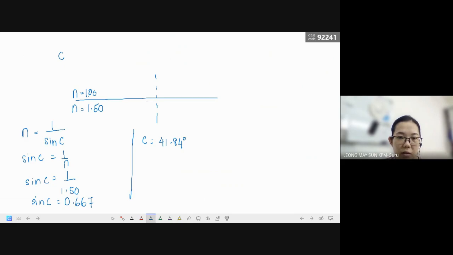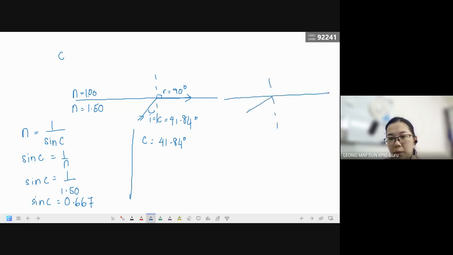So let's say the incident angle i is the critical angle, that would be 41.84 degrees. The refracted angle would be 90 degrees, r is 90 degrees. So this is the critical angle. If the incident angle is more than the critical angle, let's say the incident angle is 60 degrees, what happens is that the incident ray will be fully reflected back.